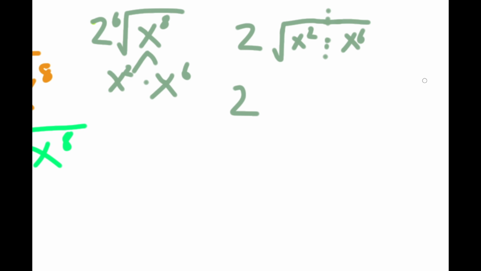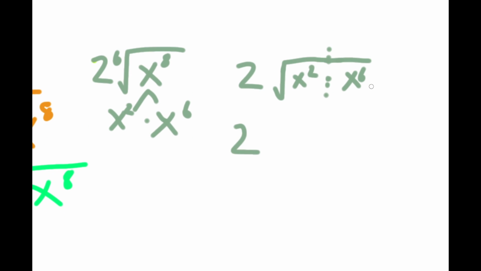Now we can put them each under their separate radicals. Let's put 2 there so we don't forget. 2 times x to the 2 times x to the 6th. Now this is just the same thing as x to the 8th. Don't worry, I haven't changed things up. Okay, so now let's put each of them under their separate radicals like this.